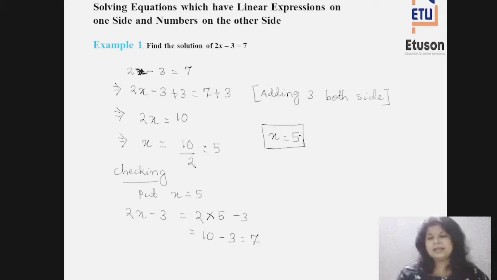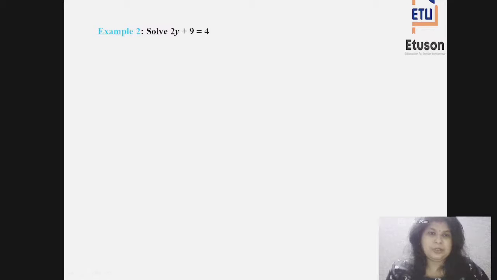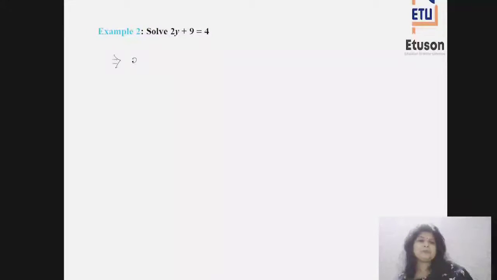Correct, children? So now let us go to the next problem, that is solve 2y plus 9 is equal to 4. Same way we will do. So what I will write? So I will write 2y plus 9 is equal to 4. So 2y plus 9 minus 9 is equal to 4 minus 9.